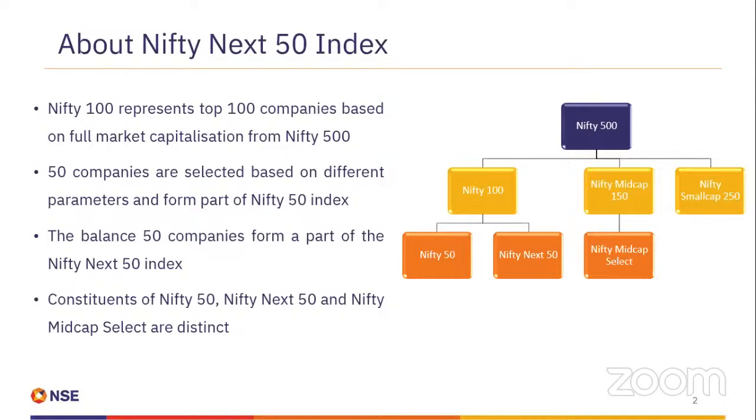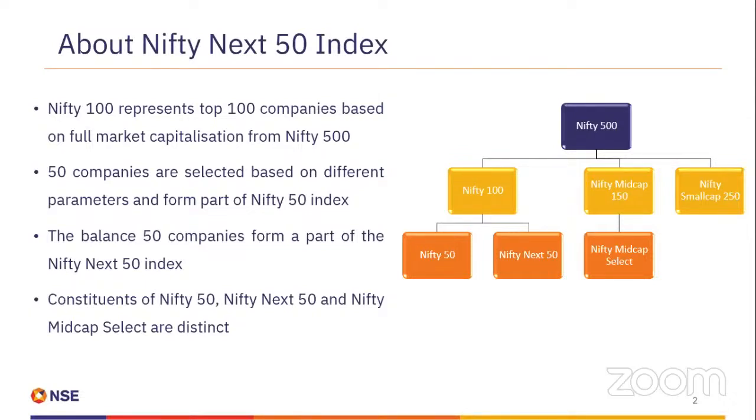Once these 100 stocks are selected, within this the first 50 stocks are selected based on specific criteria, which forms the portfolio for Nifty 50. The criteria are impact cost, free float, how many days the scrip has traded, and whether F&O is available or not. There are many criteria based on which the Nifty 50 portfolio is first determined. Once this portfolio is determined, the balance 50 companies go to form the Nifty Next 50 index.